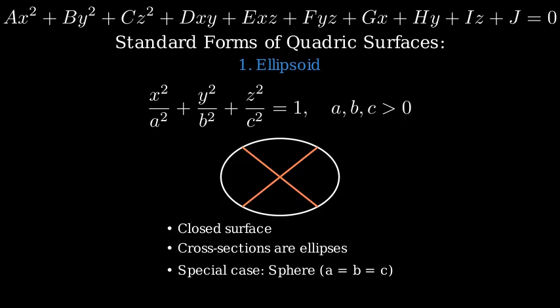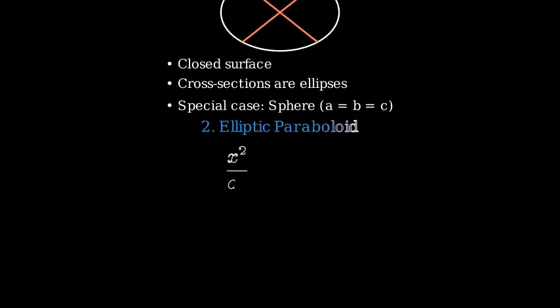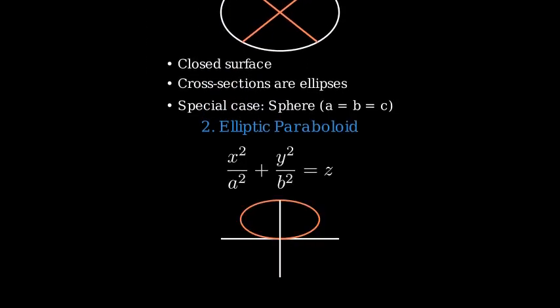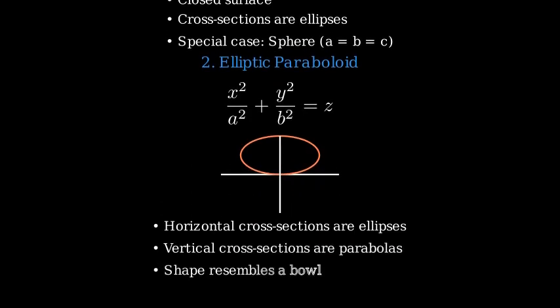Next, we have the elliptic paraboloid. An elliptic paraboloid has the standard equation x squared over a squared plus y squared over b squared equals z, opening upward along the positive z-axis. The horizontal cross-sections, where z equals a constant, are ellipses. The vertical cross-sections through the z-axis are parabolas. This shape resembles a bowl or a satellite dish.